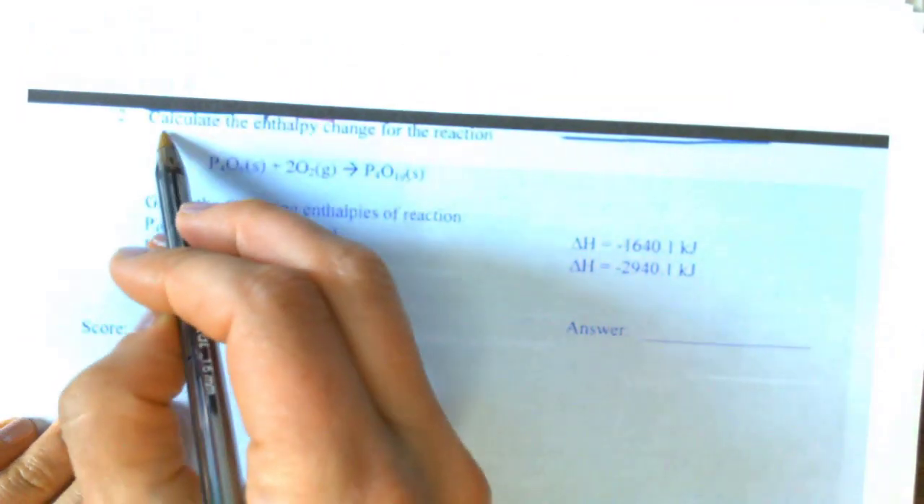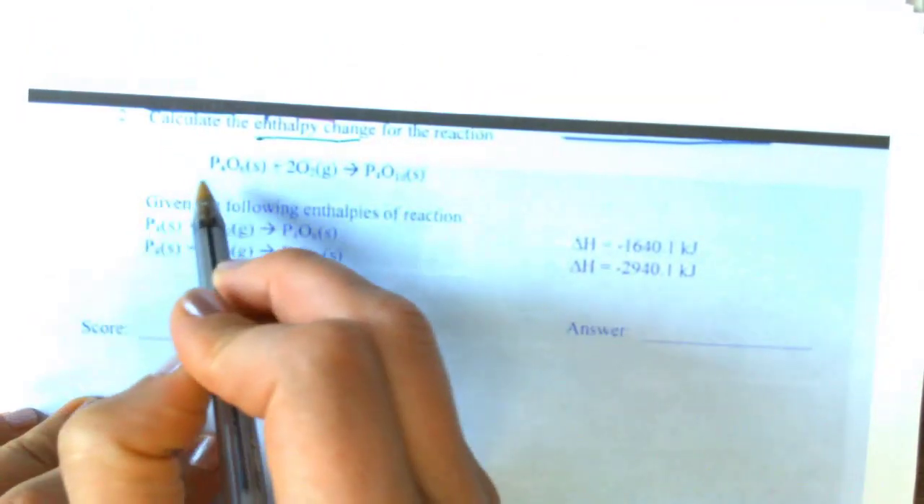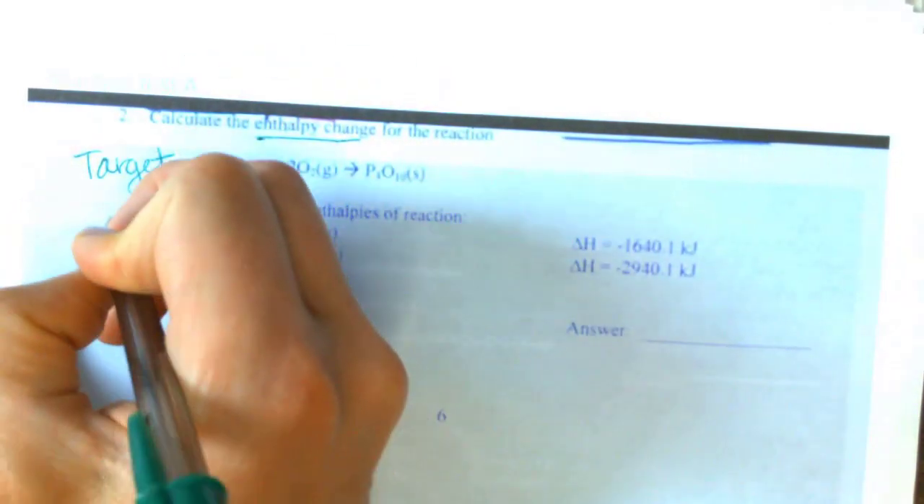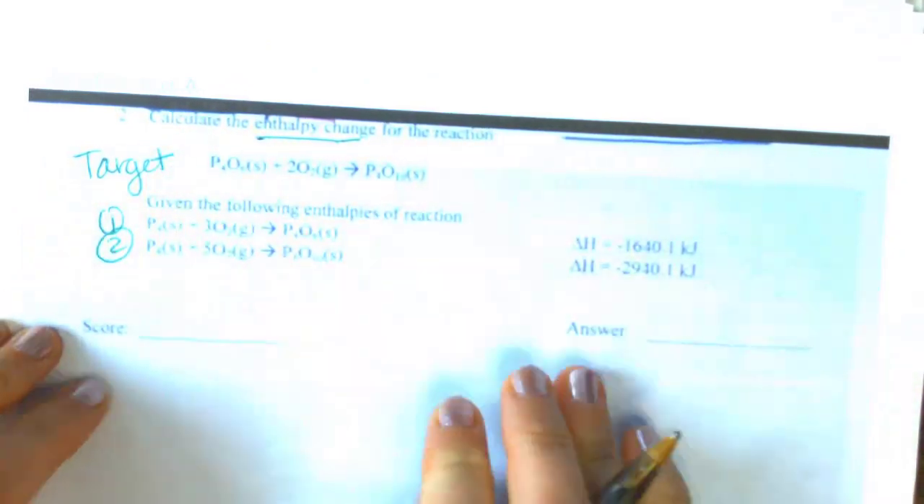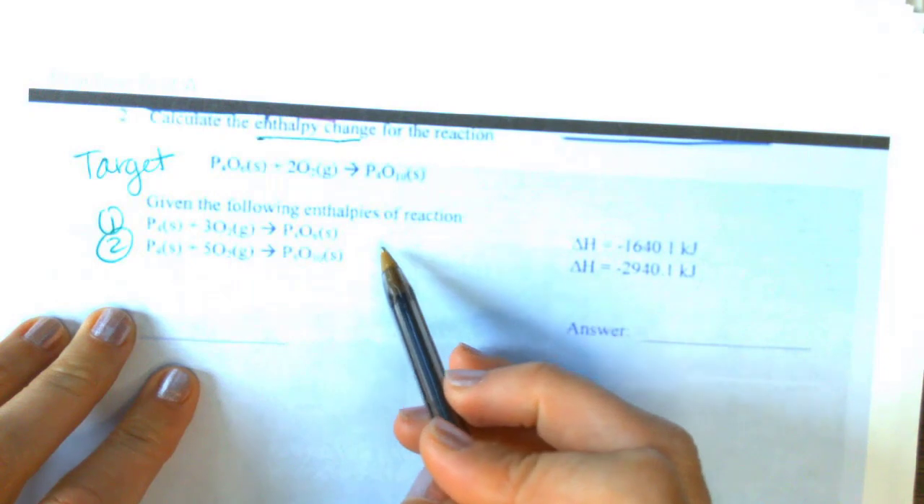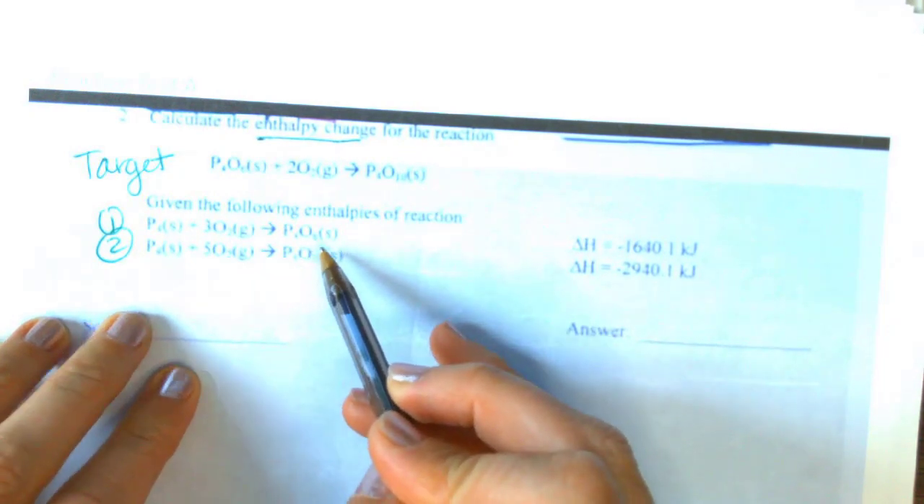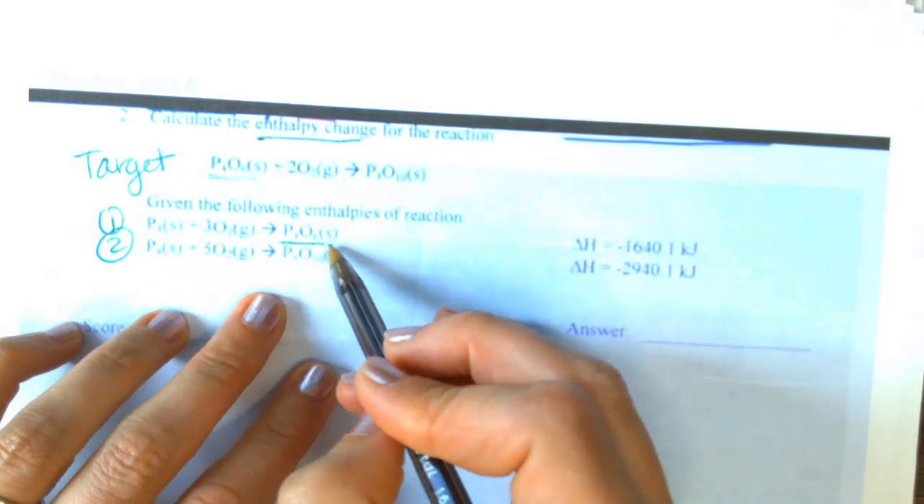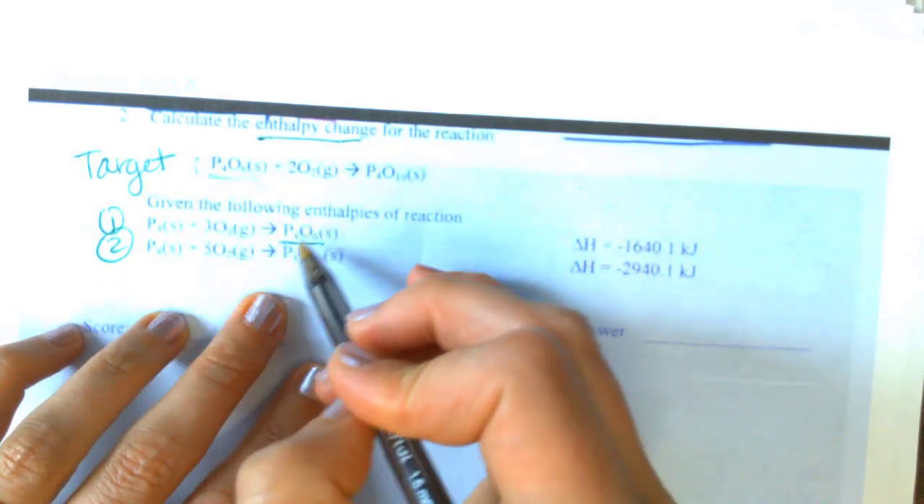Okay, let's look at this other one. Looking at the enthalpy change for this reaction. So this is my target, and these are my elementary reactions. So let's figure out where my P4O6 is. I want it on the left, and right here it's on the right. What's great is that I want 1 mole of it, and there is already 1 mole of it.